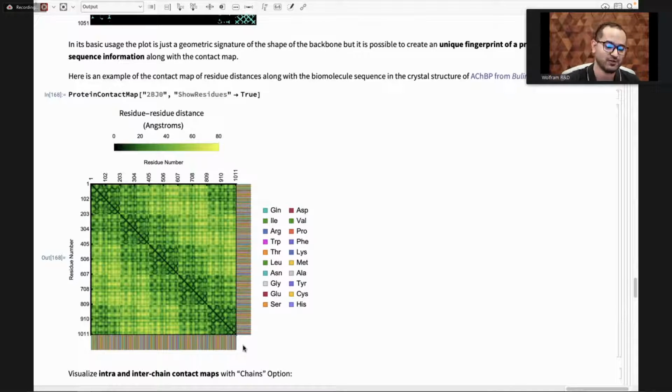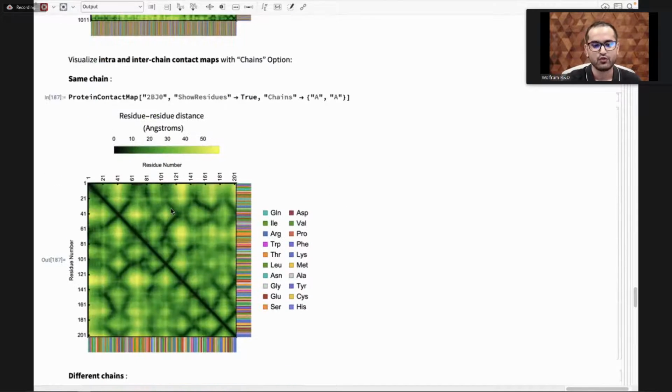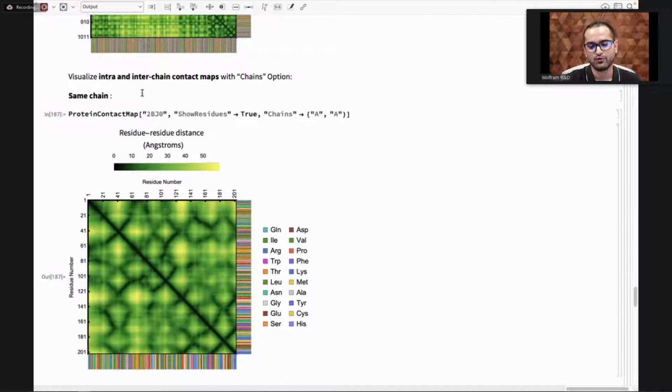And you also need to know the geometry of the structure. So it does give you a 2D version of what the sequence is and how the geometry of the backbone looks like. And obviously the color map color bar basically tells you what is the distance between residues. Same chains lie close together, that's why it's darker, and different chains lie farther apart, that's why it's lighter in color. So you can do more.